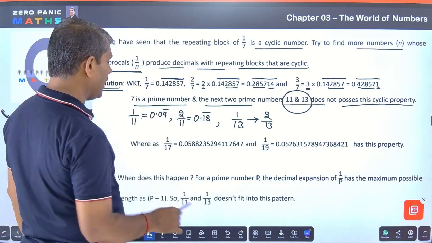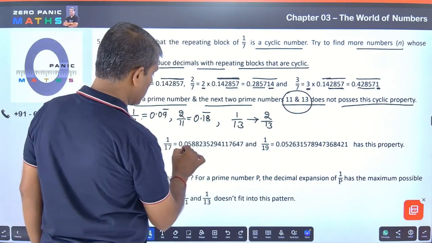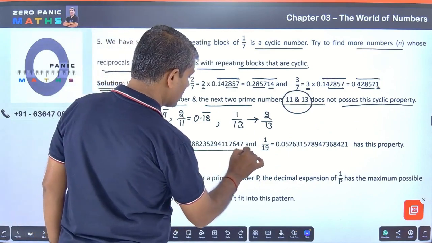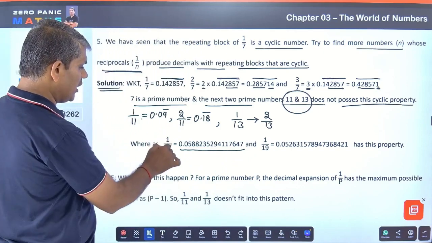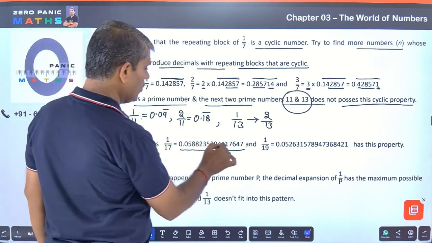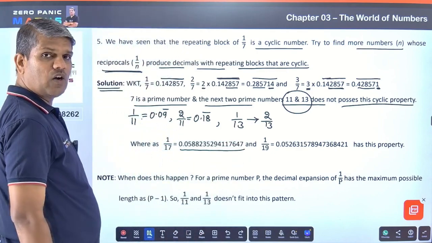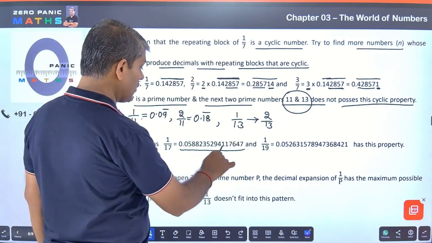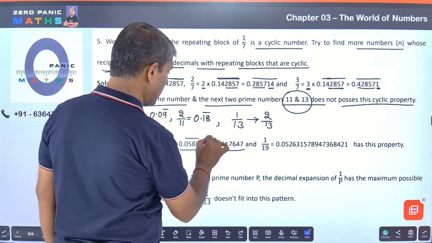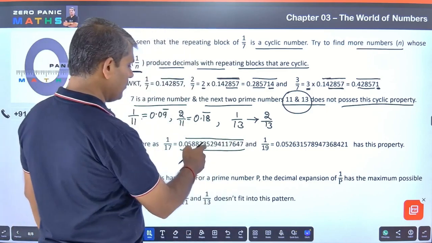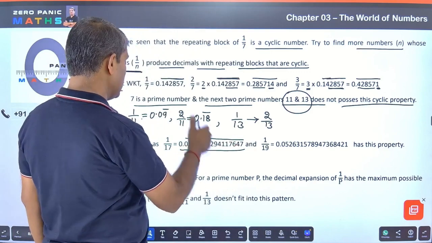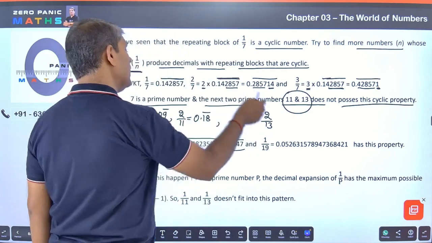I'm again not doing this cyclic procedure, but 1 by 17, by long division, will give you a repeating pattern. It is not a terminating one. You see that it is a repeating pattern, and after that these many digits will be repeating.